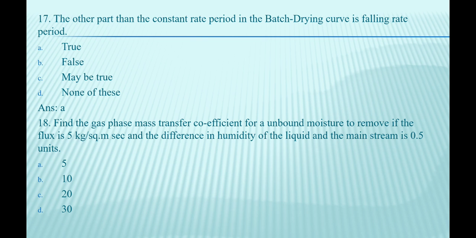Next question is, find the gas phase mass transfer coefficient for unbound moisture to remove if the flux is 5 kg per square meter per second and the difference in humidity of the liquid and the main stream is 0.5 unit. So the options are A 5, B 10, C 20, D 30. So the correct answer is B, that is 10. So 5 kg per square meter divided by 0.5 unit, so it becomes 10.